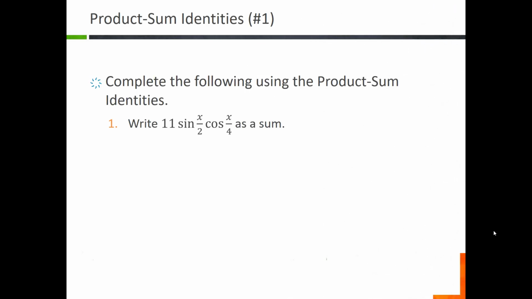In this first example, we're given the expression 11 times the sine of x over 2 times the cosine of x over 4. And we want to use our product to sum identities to express this product as a sum. One thing to notice here is that the expressions inside the sine and the cosine are not equal to each other. We have an x over 2 and an x over 4. So these are different expressions, and we're going to have to think of these as the A and the B.